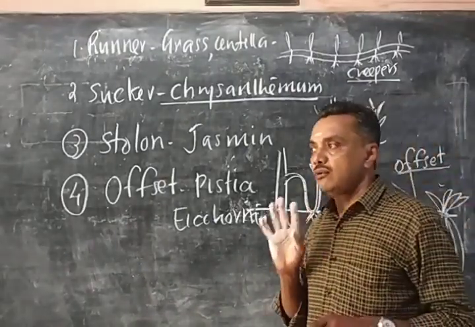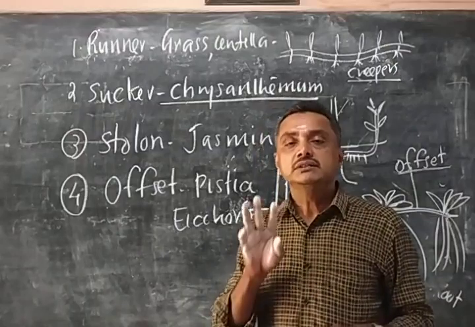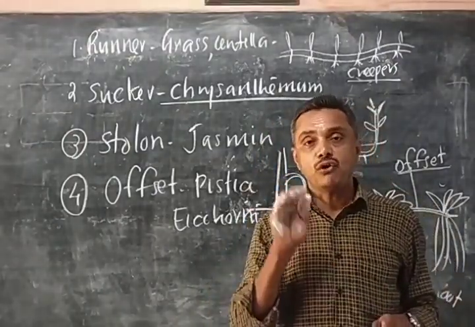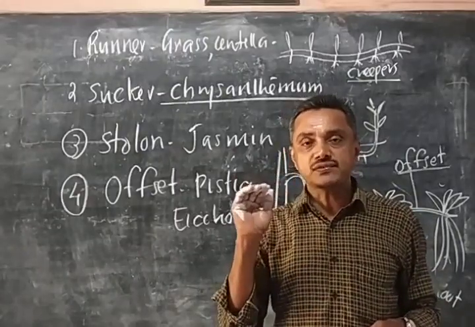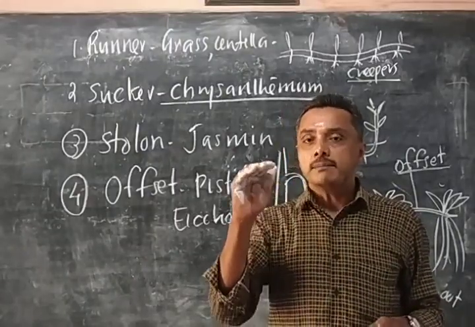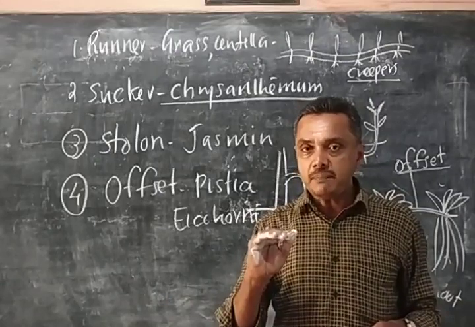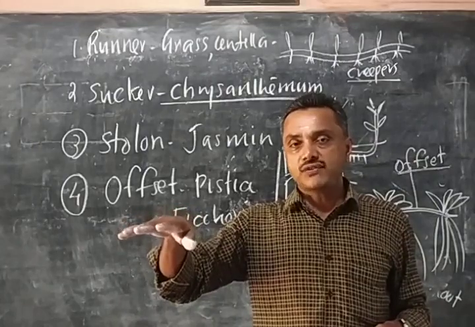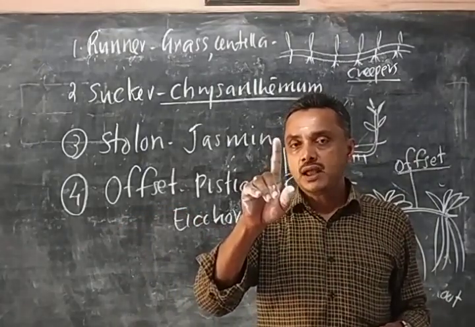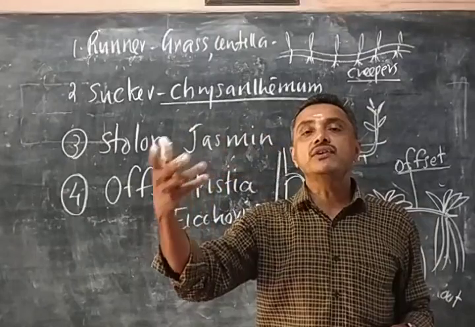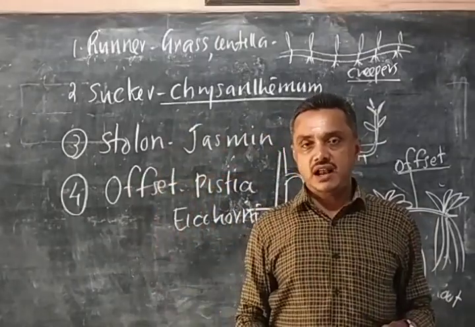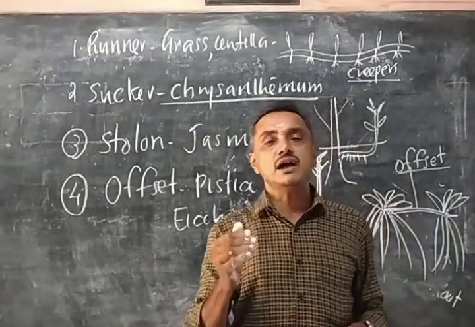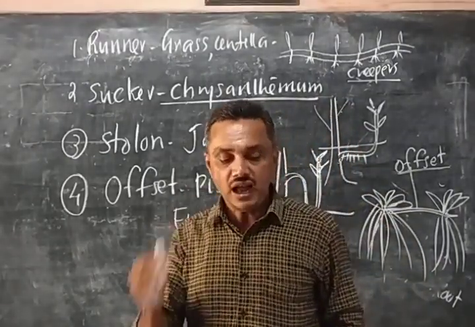So four types of underground stem and four types of subaerial stem have been explained. Underground stem is present below the soil level. Subaerial stem is present above the soil level but grows as a creeper, horizontally on the soil surface. Then one topic is remaining: aerial stem, the modifications of which we can see in the next class. So subaerial stem and underground stem are over. Then comes the aerial stem, which we can discuss in the next class. Thank you.